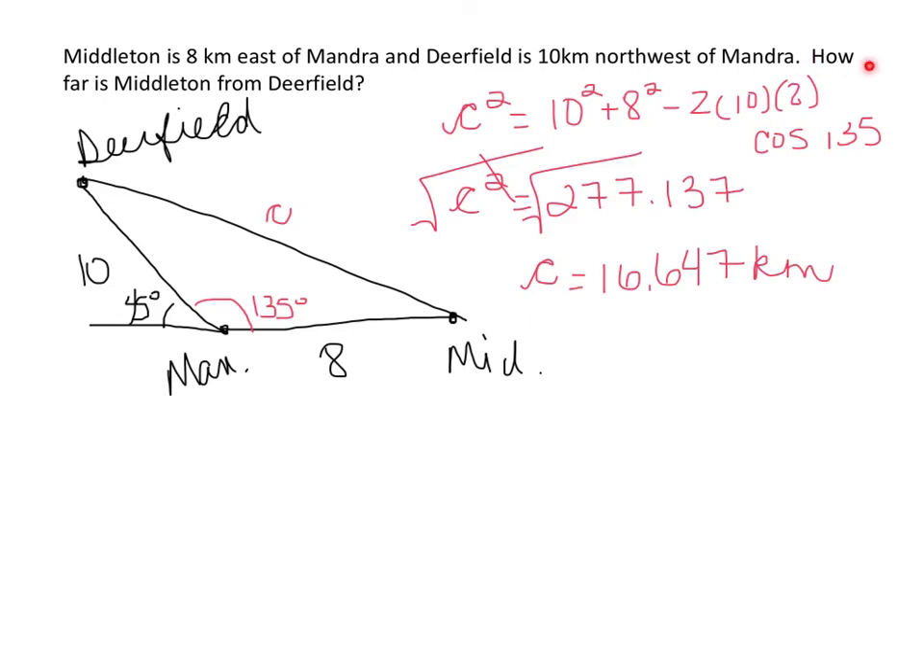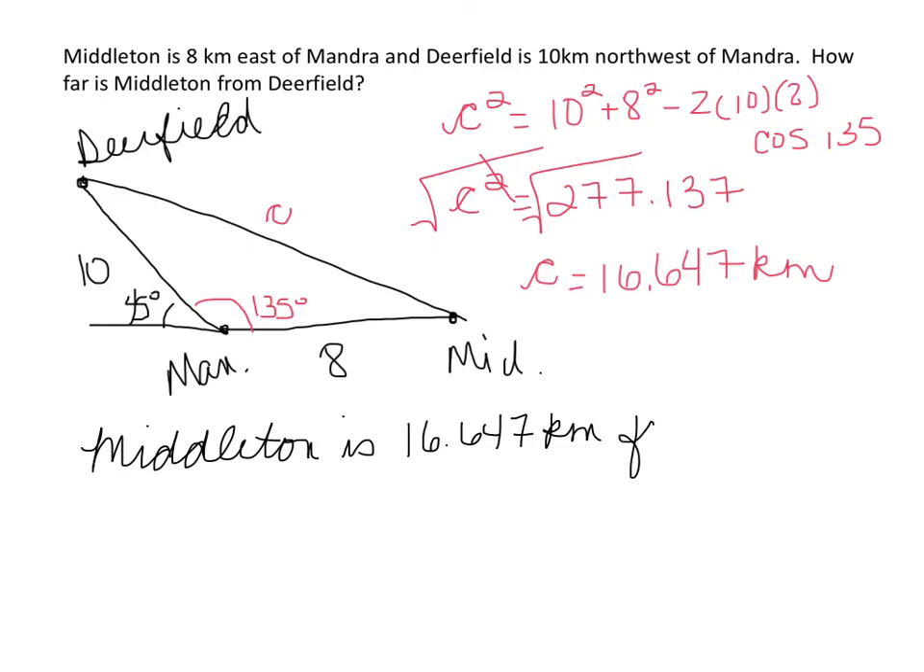This is a word problem, which means that your answer has to be in words. What I'm telling you is you have to answer this question. So I could say Middleton is 16.647 kilometers from Deerfield. That is an appropriate answer.